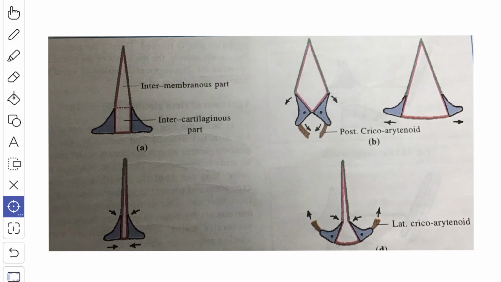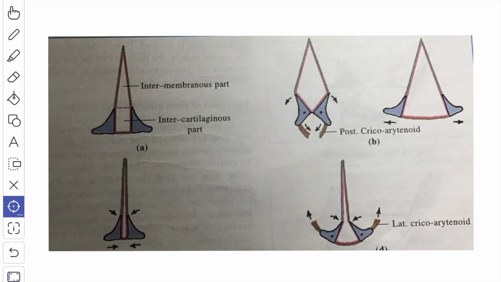Next we'll see the movements of the Rima Glottidis. The alteration of the shape of the glottis is produced by the movements of the vocal fold which consist of adduction, abduction, tension and relaxation. First we'll see the abduction. So the abduction is produced by the posterior cricoarytenoid muscle.